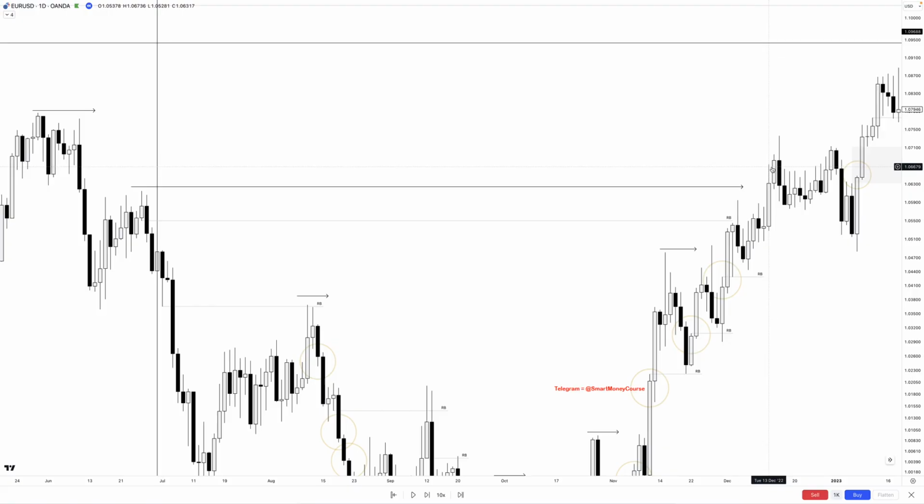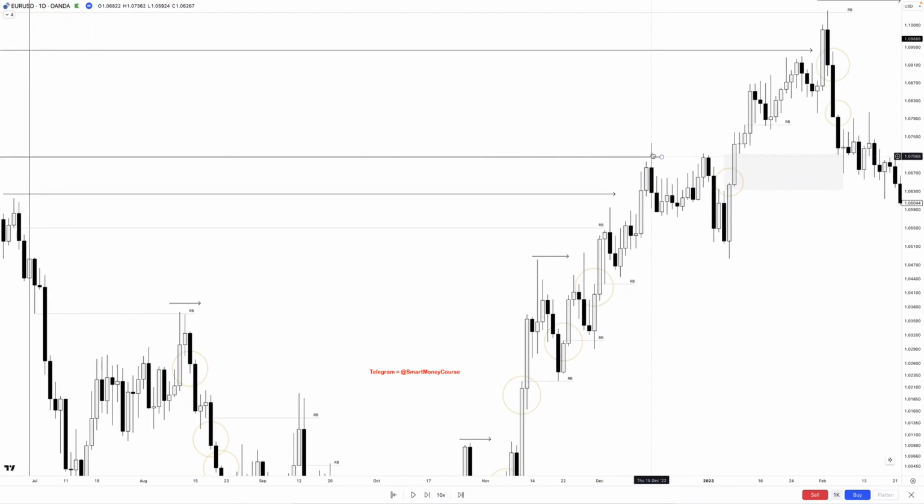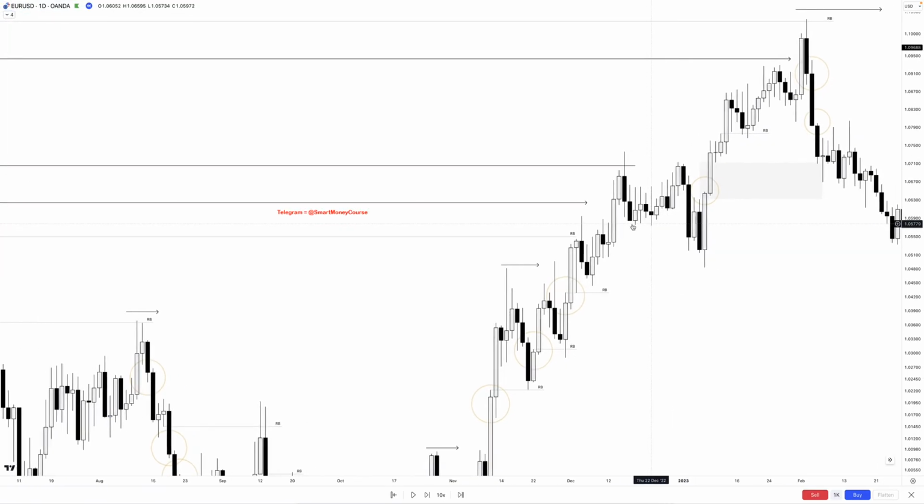Okay, we react to this area here. Now, we close above the imbalance, but what don't we close above? We've got the OB. So if I just draw a line, you can see we react to this OB. What happens after that? We're drawn to sell side imbalance. What happens after that? We have a range, but the logic is still there.